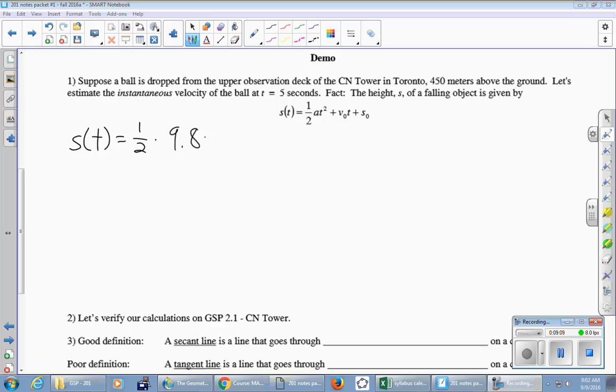Times t squared, we're copying that, plus v sub 0, the initial velocity. This ball is dropped. What is the initial velocity? It is 0 meters per second, times t, just copying that t, plus s sub 0. S sub 0 is the initial height, 450 meters. So we'll put a 450 there.